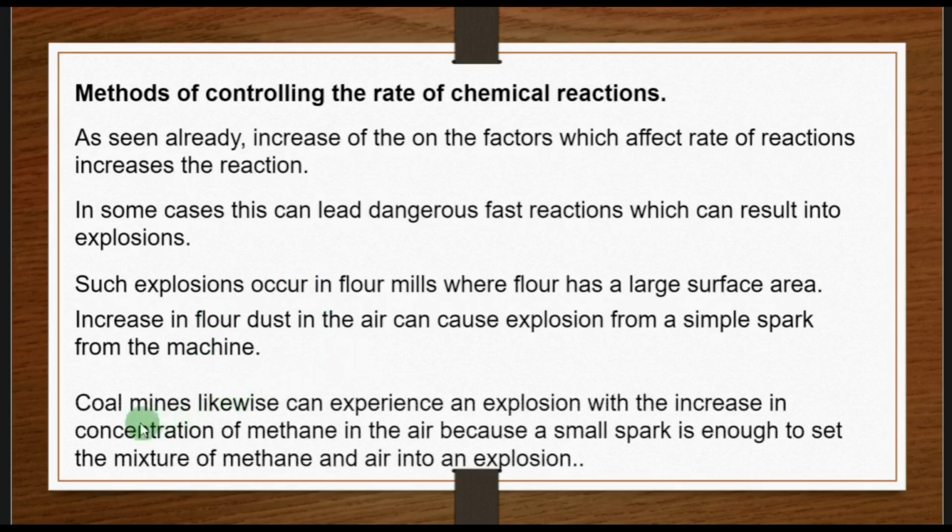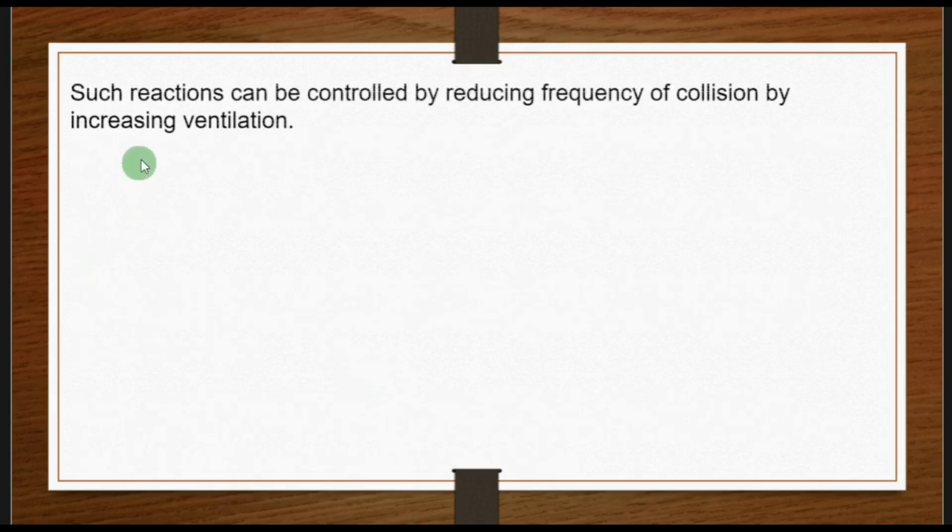Likewise, coal mines can experience an explosion with an increase in the concentration of methane in the air, because a small spark is enough to set the mixture of methane and air into an explosion. Methane is produced there, and if there is more methane in the air, it mixes with the air and any spark can cause an explosion.